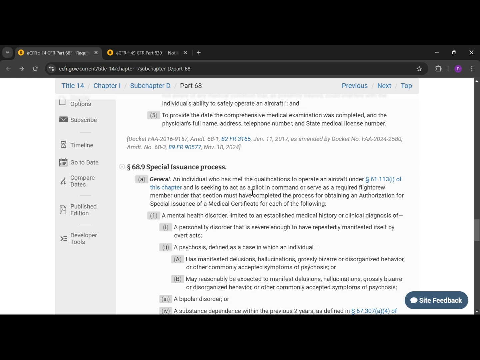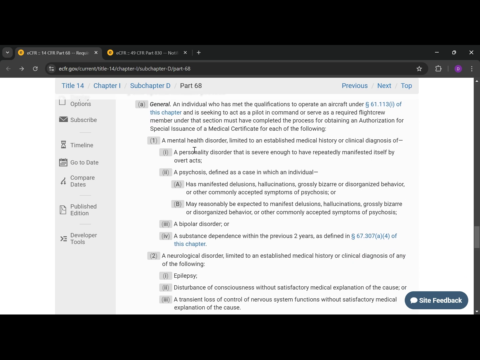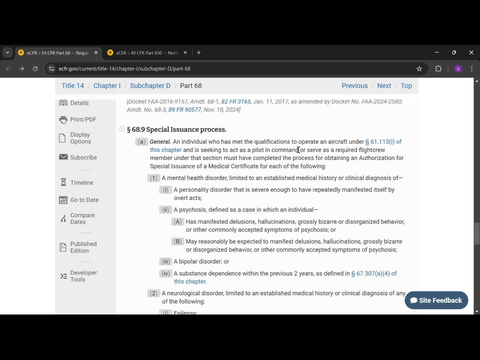and is seeking to act as pilot in command or serve as a required flight crew member under that section must have completed the process for obtaining an authorization for special issuance of a medical certificate for each of the following. So if you have one of these things, you have to complete the process for obtaining an authorization for special issuance of a medical certificate. If you have one of these things, once again.